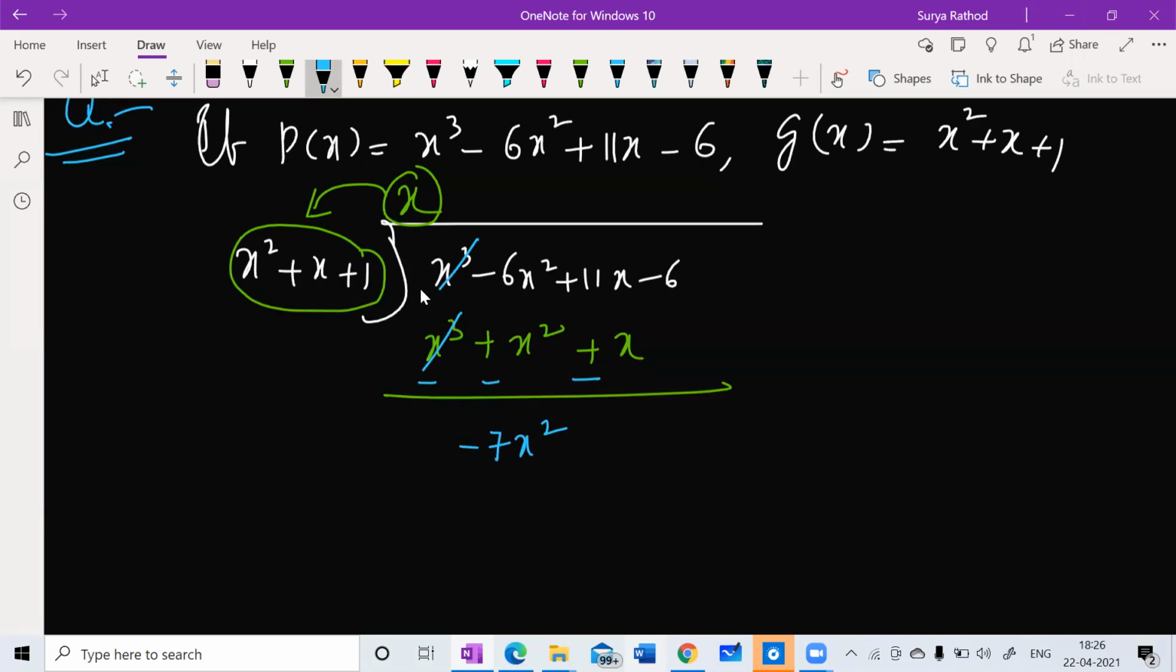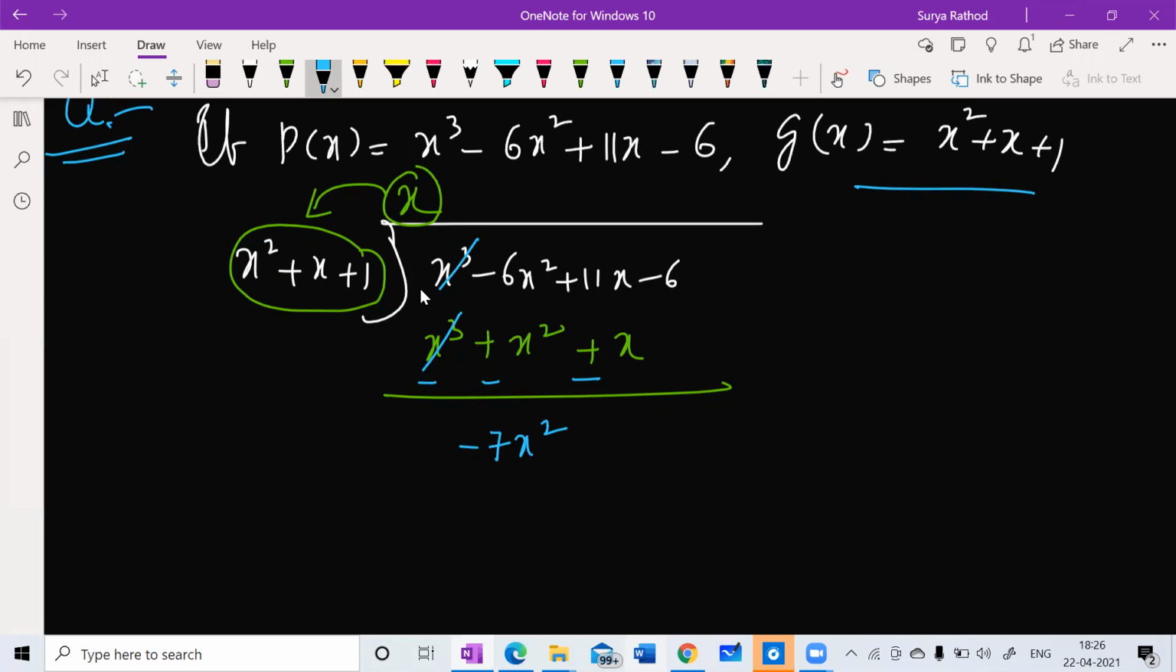Please explain again because you got stuck in the middle. Sure, I'll explain it again. See, P of x is x cube minus 6x square plus 11x minus 6. G of x is this one. So I am supposed to divide P of x by G of x. How am I supposed to divide here?